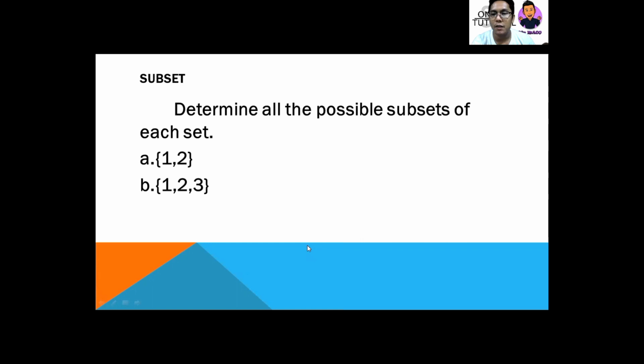Next, determine all the possible subsets of each set. For {1, 2}, we have the null set. Then we can write {1}, which has 1 element. And also {2} is a subset. And also {1, 2}. So how many subsets do we have? 1, 2, 3, 4. So we have 4 subsets.